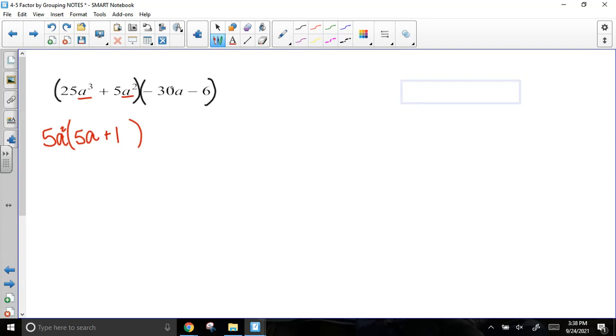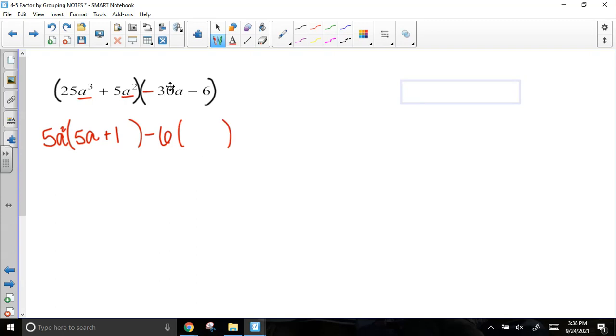Now, let's check this one. Do you see something in common we have between these two? Is there something that both of these terms are divisible by? Both of them are divisible by 6. Now, one thing I want to point out is that this first term is negative. So because of that, if the first term in that group is negative, always take the negative with it. So yes, there's a 6 in common, but I'm actually going to go ahead and pull that negative 6 out.